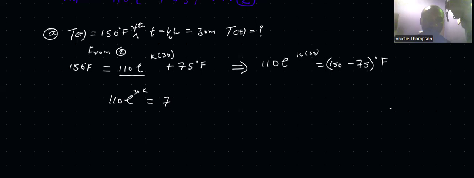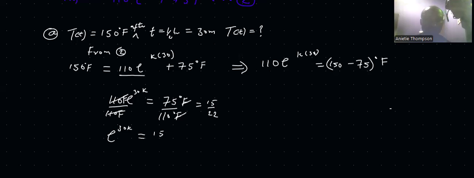So by dividing both sides by the coefficient there, you have 110 degrees Fahrenheit, because this was the temperature also. Please take care of this, and this cancels and cancels. So we can, of course, see that it will be 15 over 22. Okay, so therefore e to the 30k equals 15 over 22.